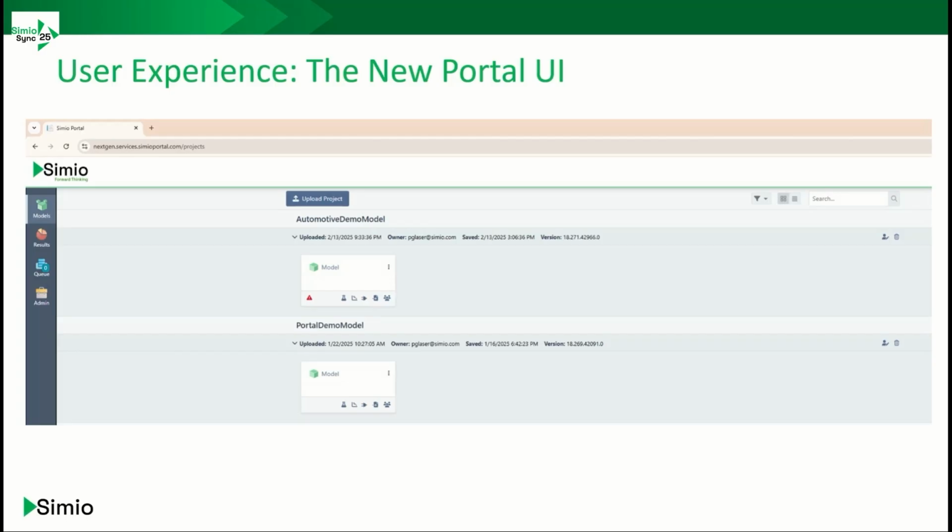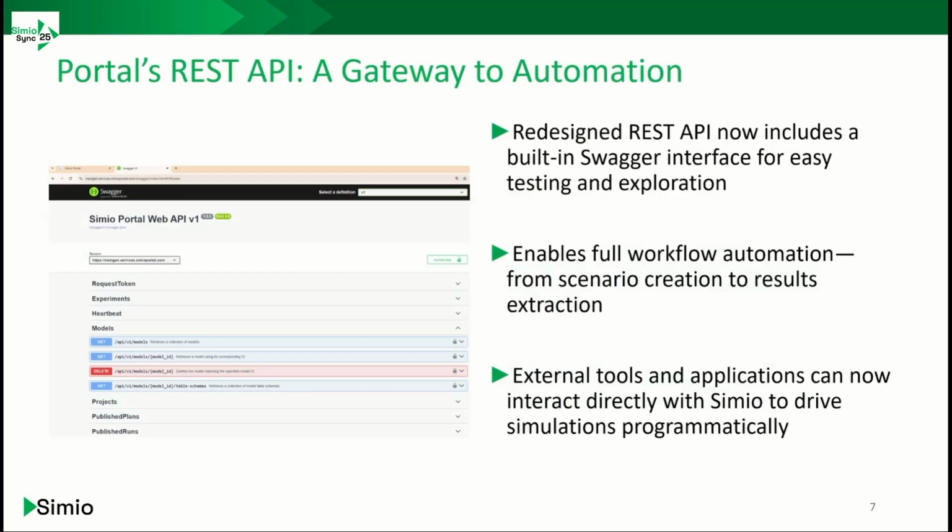In addition to the UI improvements, we've made some major upgrades to the REST API as well. For those of you who have worked with our API before, this will feel familiar, but far more capable. For those of you who are new to it, think of the API as a bridge between Simio and any external system, whether it's Python, a custom app, or a machine learning pipeline.